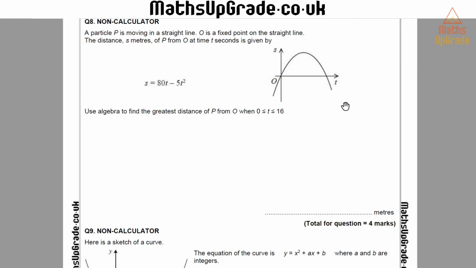Question 8, I'm told that a particle is moving in a straight line, and I'm given a graph of the distance of the particle from a fixed point O against time in t seconds. So you can see here, since this is distance against time, the greatest distance from that point O is at the top of this curve. So it's the maximum point of this curve which is the greatest distance. I need to use algebra to find that greatest distance. So I need to find s at this point here. That will be the solution to this problem.